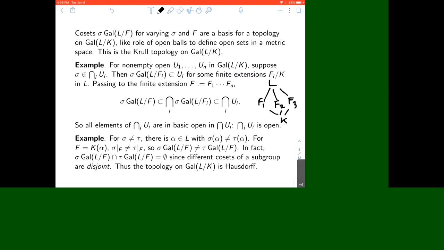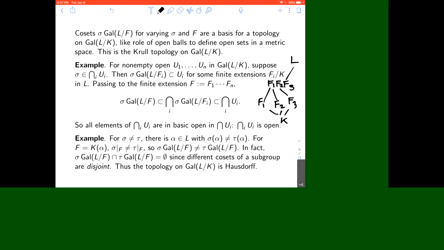And we're kind of specifying how sigma is supposed to behave on each of those. And so you have one of these cosets inside U_i for each i. Now, when you have finitely many extensions, you can take the composite field F1, F2, F3, and if you look at the Galois group of L fixing that field, well, that's going to be inside the Galois group of L fixing each of the individual F_i's.